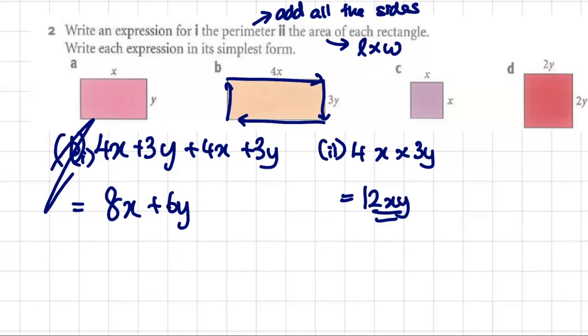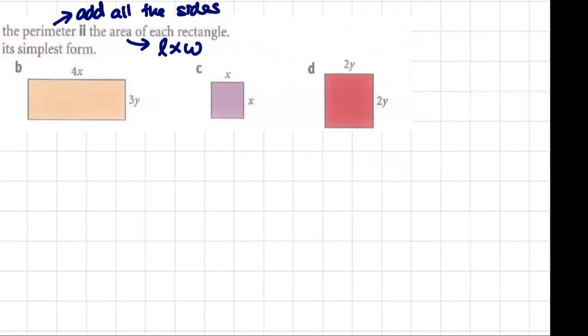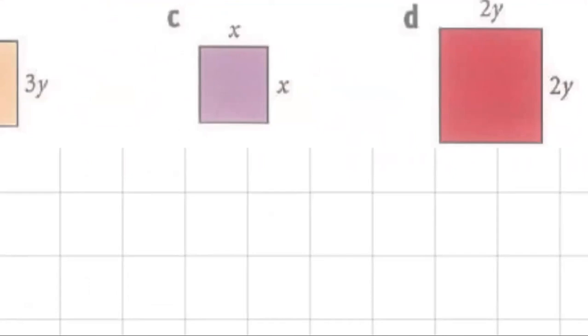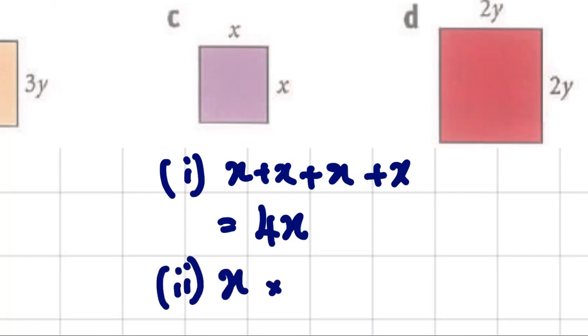And let's look at C. Question C is we're looking at this one here. So we're looking at the perimeter. Just imagine starting from here, you're just going to run to here, run to here, run to here, and run to here. So it's going to be x plus x plus x plus x. We're going to get 4x. And for the second part here, it's going to be x times x. It's going to be x squared. So this is the area for C.